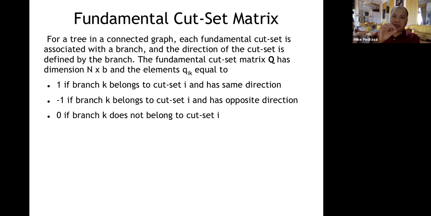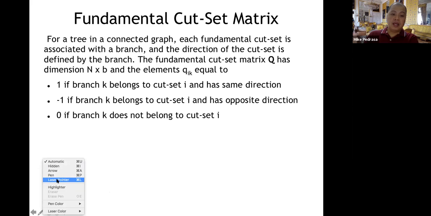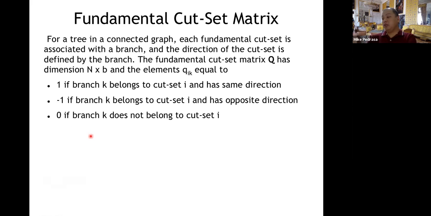And then from the fundamental cut sets, we will now get the incidence of the branches to the fundamental cut sets, whether the branches are part of the cut set or not. Again, the elements of the matrix are just 1, -1, and 0. 1 if the branch belongs to the cut set and has the same direction. I'll tell you later what same direction means. -1 if the branch belongs to the cut set and opposite direction. And 0 if the branch does not belong to the cut set.